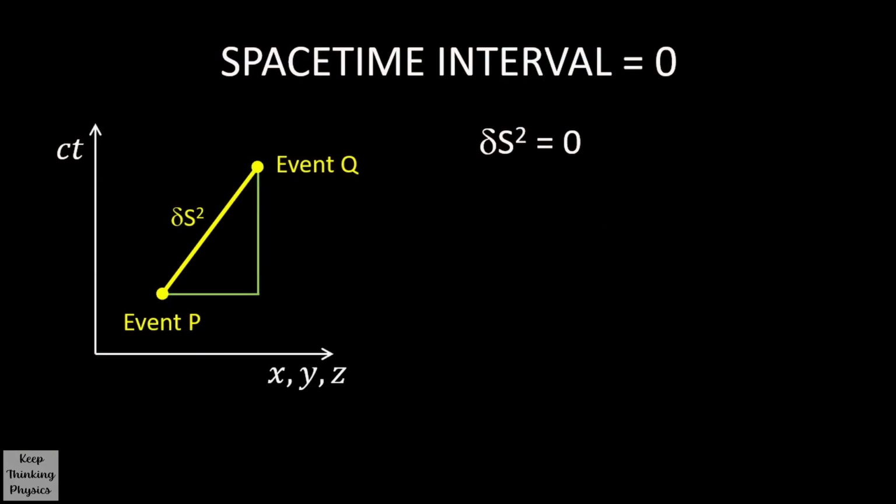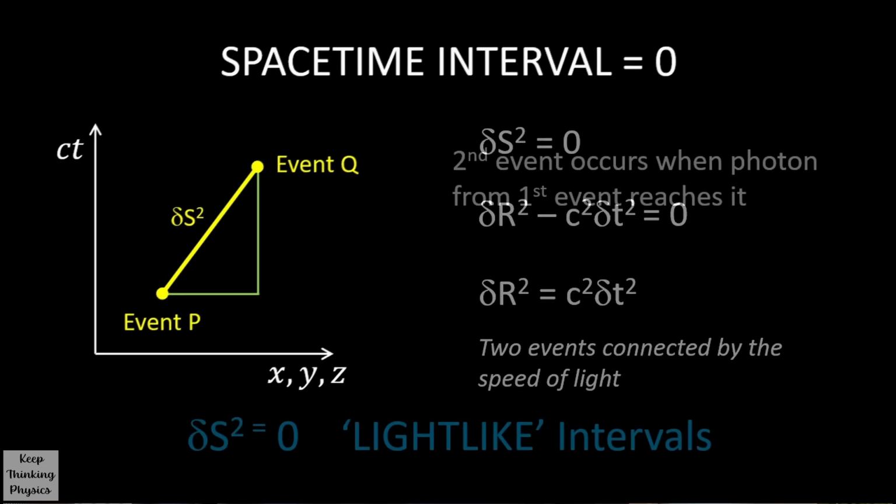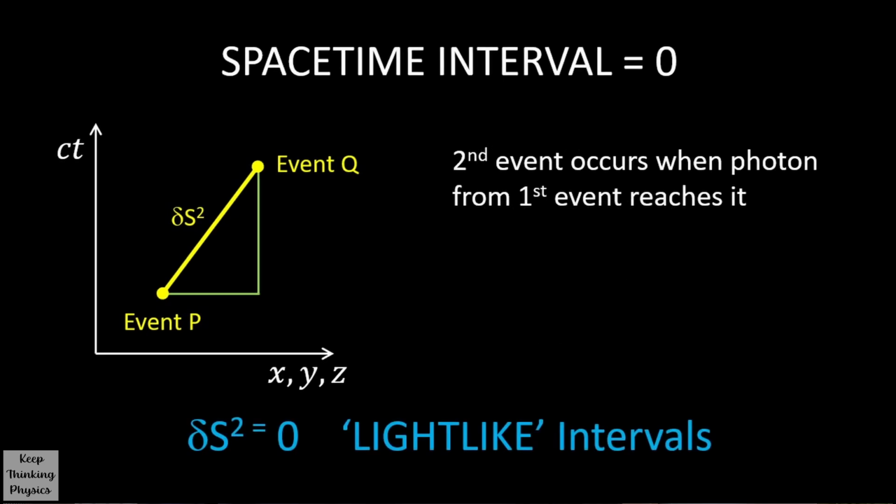For the final case, where the space-time interval ds squared between two events equals 0, this means that the spatial interval and time interval are connected by the speed of light, with dr squared equal to c squared dt squared. What this means is that if there are two events, then they are connected by a photon of light going from one event to the other event. The light sets off from the first event, and the second event occurs when the light reaches it. So the case where ds squared equals 0 defines what are known as light-like intervals.